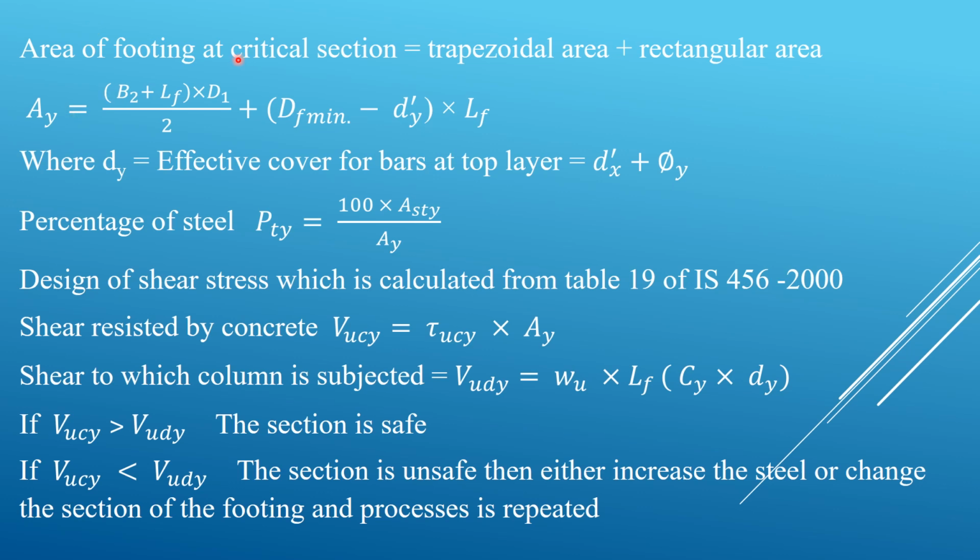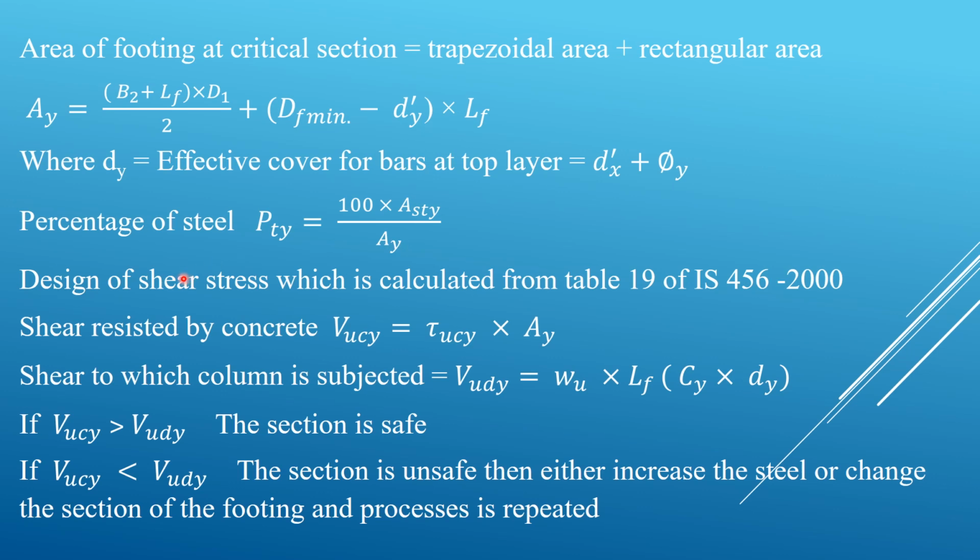Area of the footing at the critical section is equal to trapezoidal area plus rectangular area. So area along the y direction is calculated as (b2 plus Lf) into d1 divided by 2, plus (Df minimum minus dy dash) into Lf, where dy dash is equal to the effective cover for bars at the top, that is d dash x plus 5y. Percentage of steel is expressed as 100 into Asty divided by Ay.